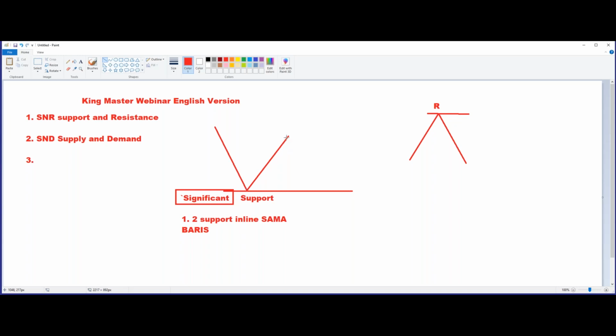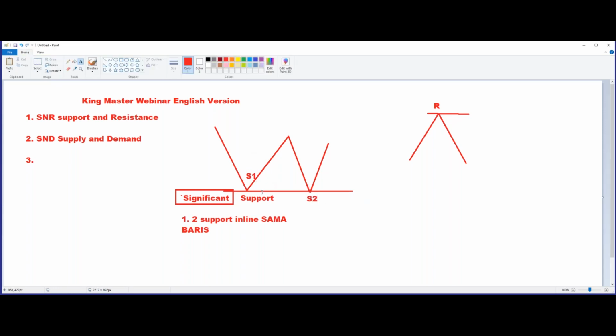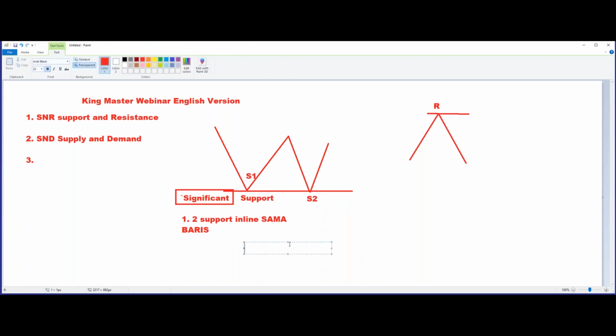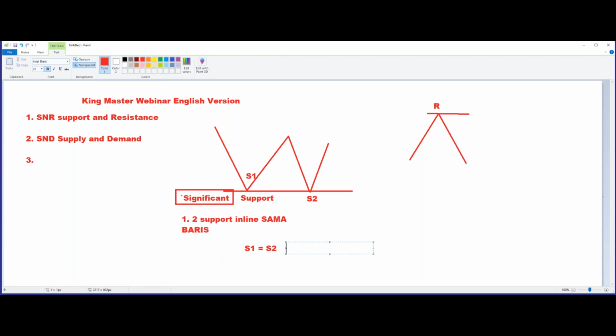Let's suppose you have support here and price goes down again and pushes up again. So we have S1 and S2. I'm going very fast here with you guys because there are not so many people here. S1 is equal to S2, the level itself. Yes, I verified with Google the word from your YouTube video: sama baris means in line, in the same line. So S1 is equal to S2, and this is what you call significant support.